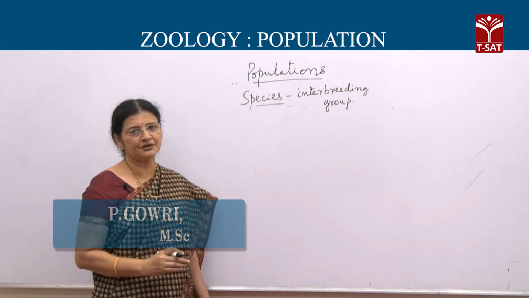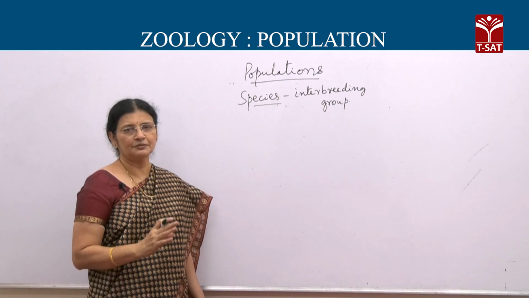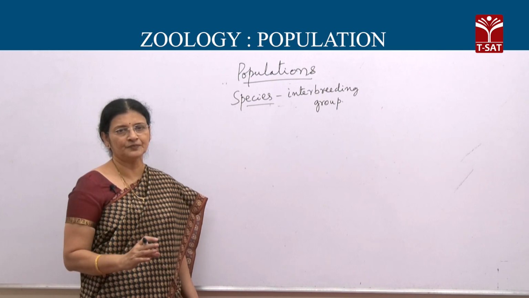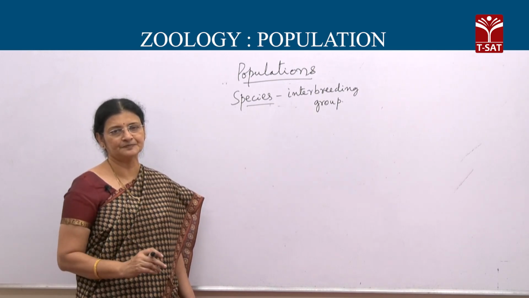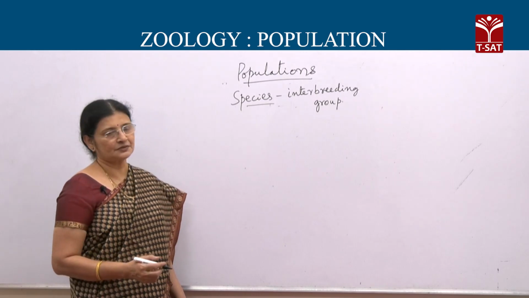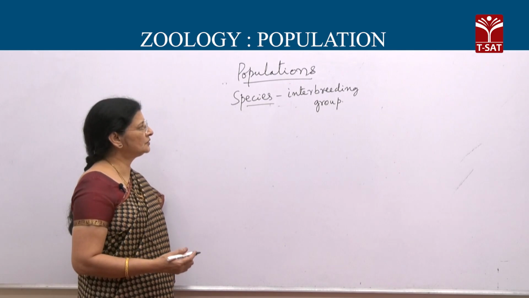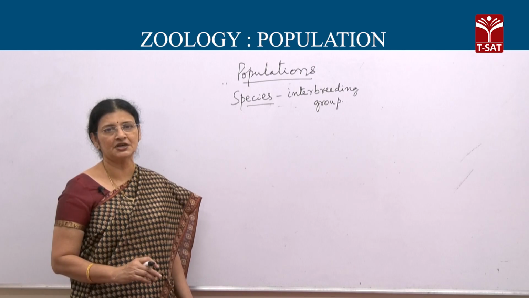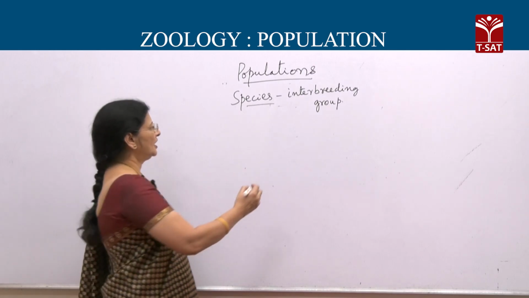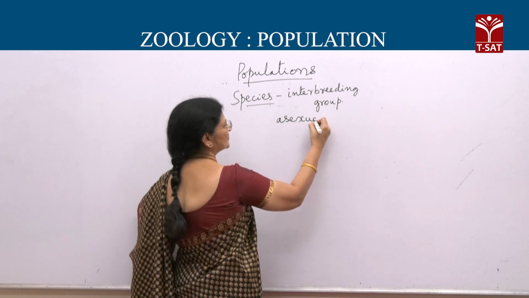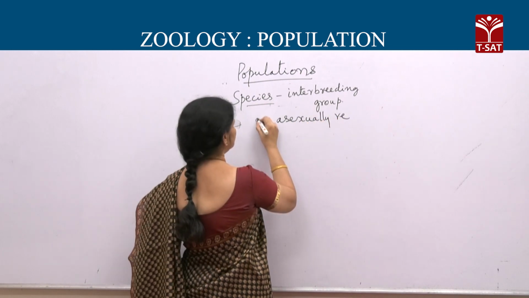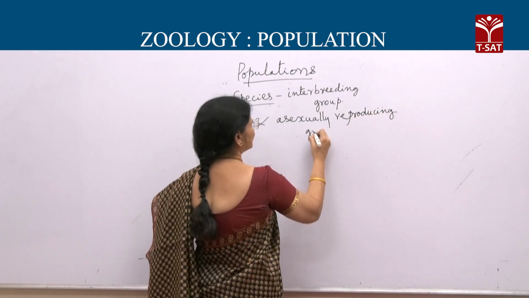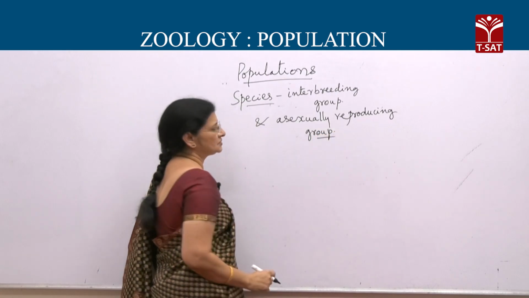Population means a group of individuals belonging to a single species living in a specific area in a specific period. That is generally called a population. When we say interbreeding group, that doesn't mean only sexually reproducing individuals are considered a population, but even asexually reproducing groups are also considered a population.